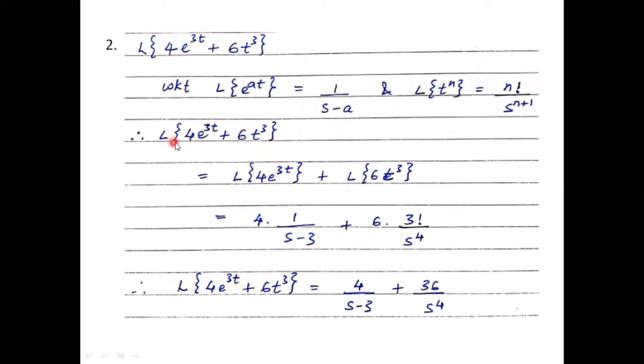So next, I've used the property of linearity and I've split these terms. Now when I take this 4 outside, I'm left with Laplace transform of e power 3t. When I use this formula, that becomes 1 by s minus 3. Here it is 1 by s minus a, and in place of a, I'm having 3. So it is 1 by s minus 3. And I have taken 6 outside. The Laplace transform of t cube is 3 factorial by s power 3 plus 1, so it is s power 4. So this is the final Laplace transform of 4 e power 3t plus 6t cube.